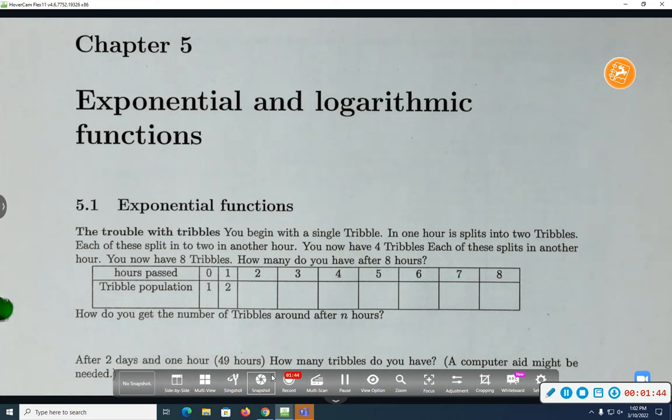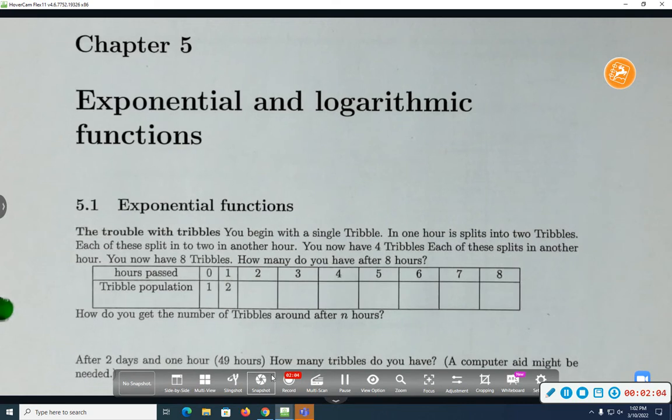Nice. So yeah. Anyone else need a note packet on exponential and logarithmic functions? Cool. So let's begin.